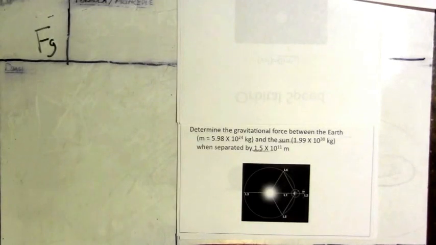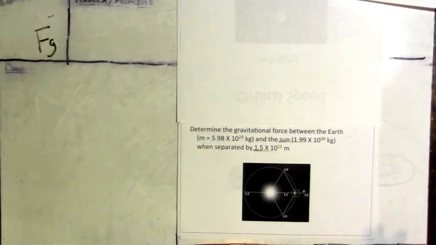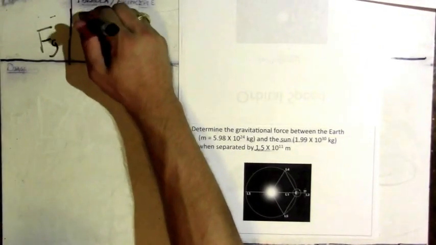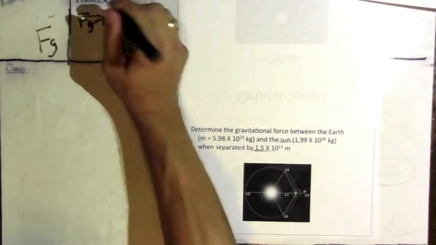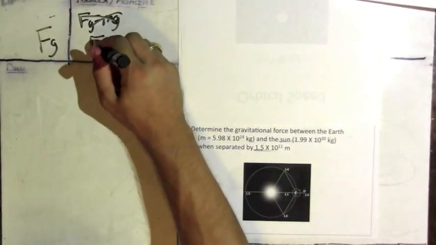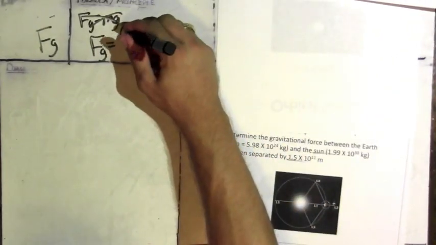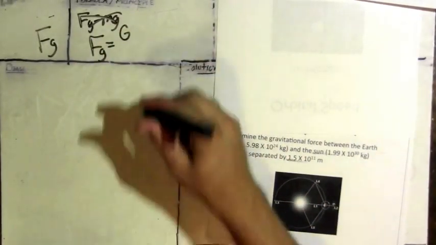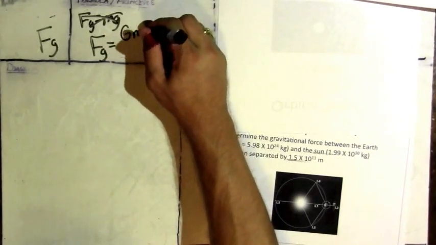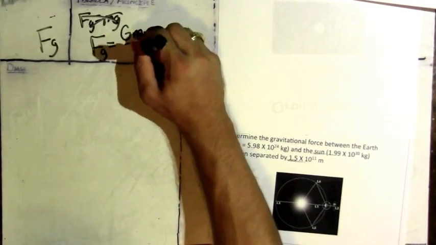Fg. Now since I'm looking for the gravitational force and I have two masses separated by a distance, I know that Fg equals mg will not work. Instead I'm going to have to say, well, the gravitational force is equal to G, which is the universal gravitational constant, m1 m2 over d squared.